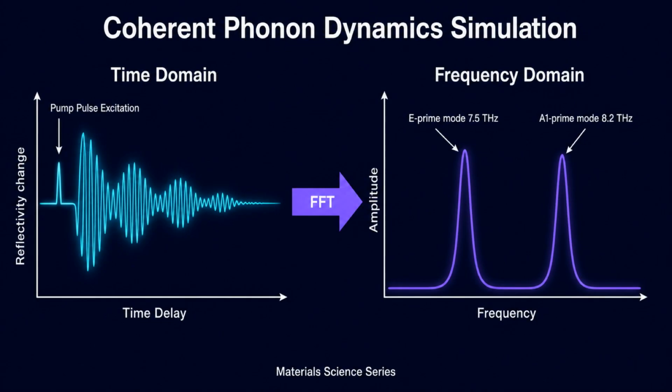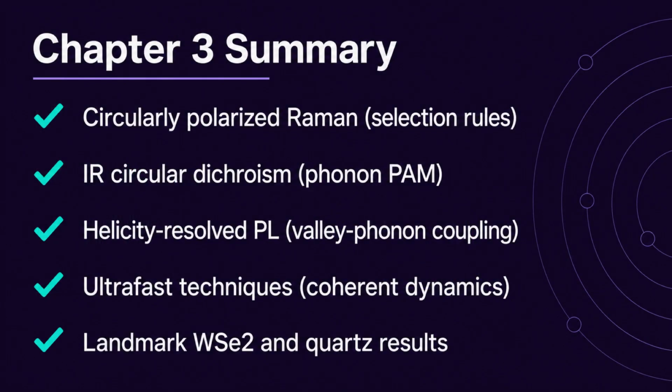For coherent phonon dynamics, we simulate the pump probe signal as damped cosine oscillations, including multiple modes like the E' at 7.5 terahertz and A1' at 8.2 terahertz, which produces a beating pattern. Fourier transform of the time domain signal reveals peaks at the phonon frequencies, allowing extraction of both frequency and dephasing time from experimental data. Let's summarize Chapter 3.